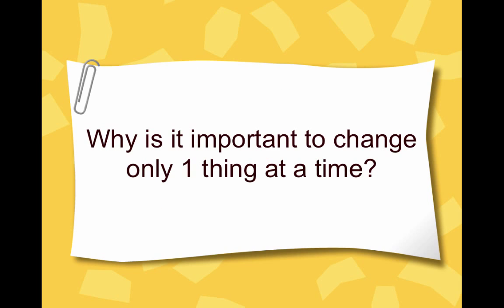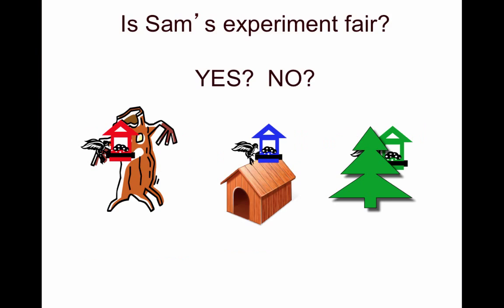Well, remember, it's important to only change one thing at a time. And if we take a look at this experiment again, we see that not only is the color changing, but what else is changing? So hopefully you guessed that the other thing that's changing is the location of the feeder. So that would make this experiment not fair, or you wouldn't be able to trust the results.